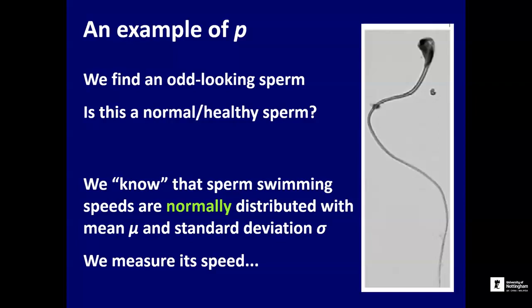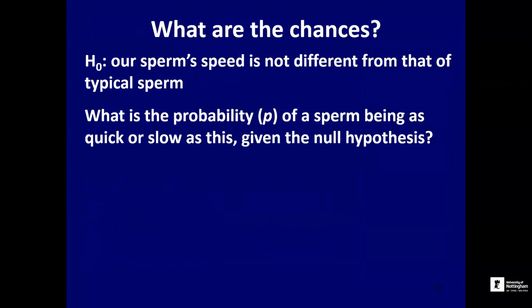So we measure the speed of the individual sperm, and then we ask, what is the probability of us seeing that particular speed of swimming, a sperm that swims either that fast or that slow, if the null hypothesis is true? The null hypothesis obviously is something that you're in charge of as a scientist. In this case, our null hypothesis is that our individual sperm's swimming speed is not significantly different from that of a typical sperm. So we're saying there's no difference between our sperm and a typical sperm. What's the probability of seeing the swimming speed we've recorded then?